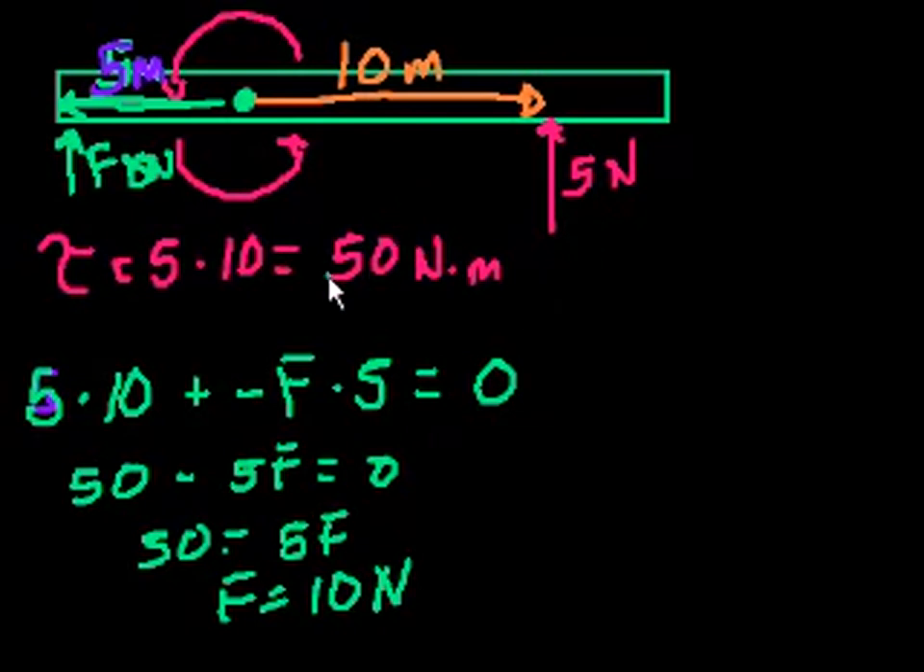But this is where torque is useful, because if an object's rate of rotation is not changing, you know that the net torque on that object is 0, and then you can solve for the forces or the distances.